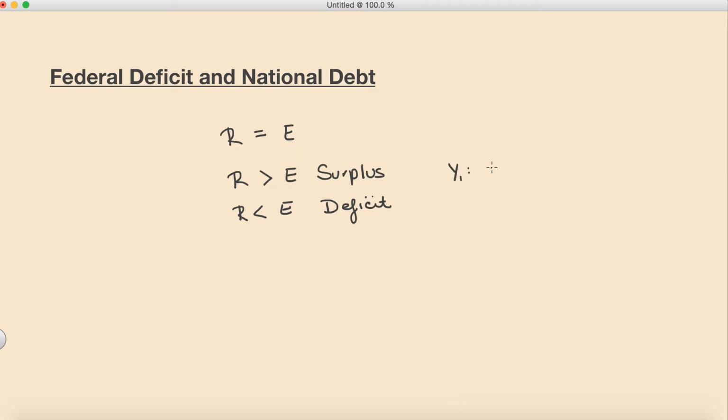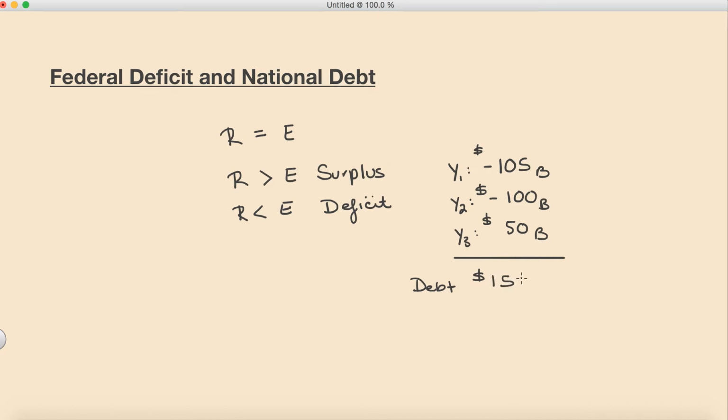So for example, in year one, if they have a $105 billion deficit, and then in year two, they have a $100 billion deficit, and then in year three, they have a $50 billion surplus, the nation's total debt would be adding up the deficits and taking away the surplus. So this nation's debt would be $155 billion.